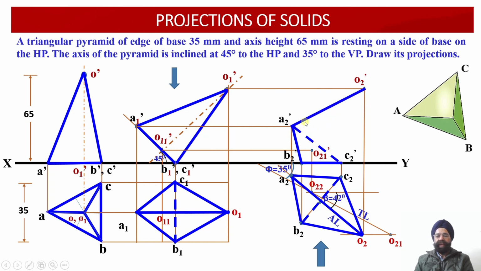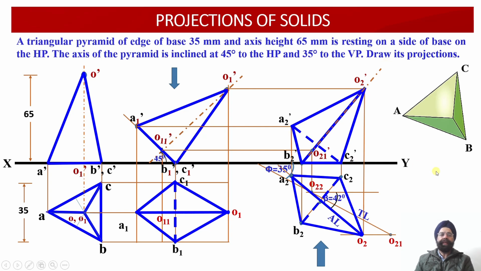Now we can join A2 dash with O2 dash, but again because it lies on the boundary, it has to be drawn using the object line. Now O2 dash, B2 dash needs to be joined, and O2 dash, C2 dash needs to be joined. This way we have joined all the edges in the front view projection corresponding to this oblique solid. Finally, O2 dash and O21 dash form the axis, so this axis also needs to be joined using a center line. The axis line has been joined, and all other edges have also been joined.